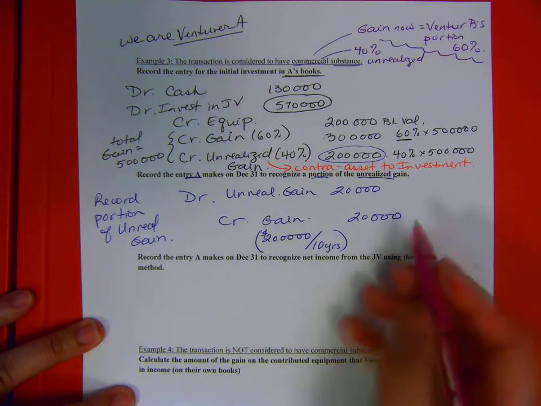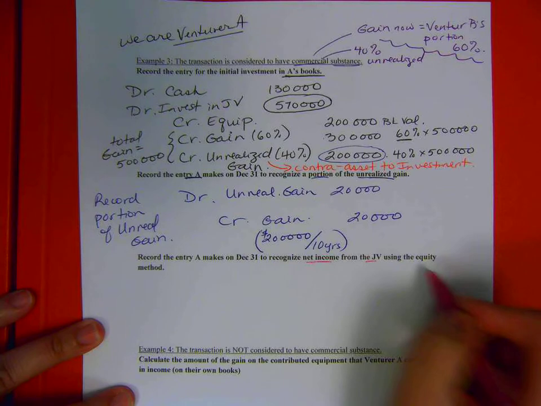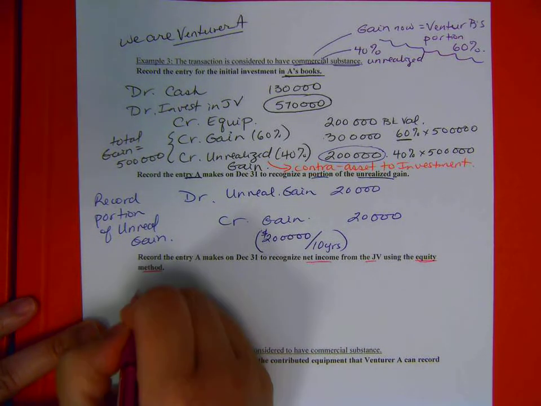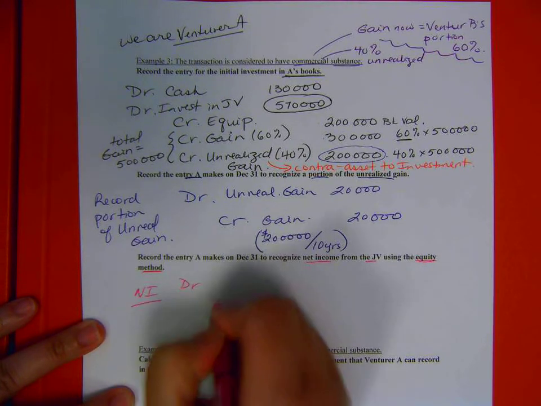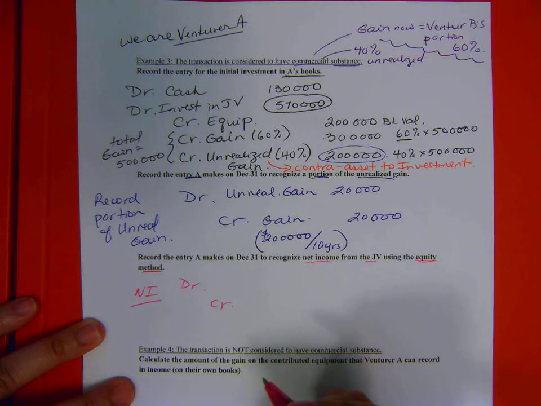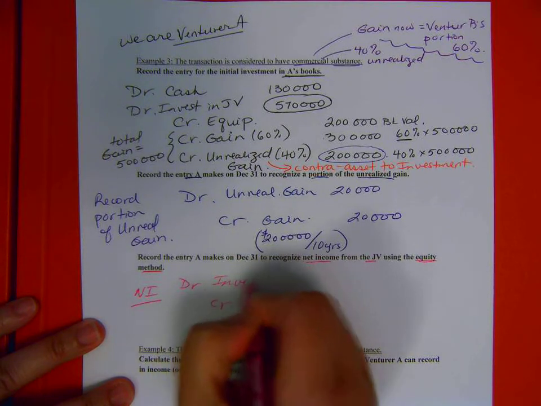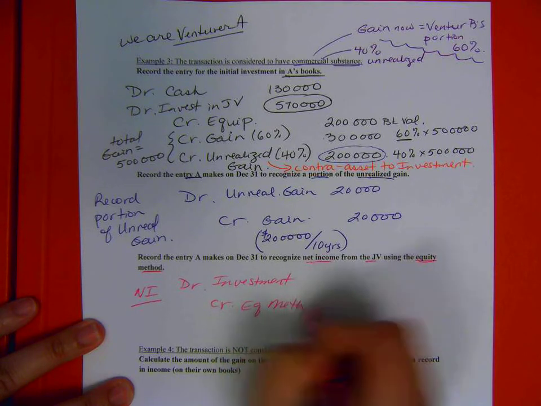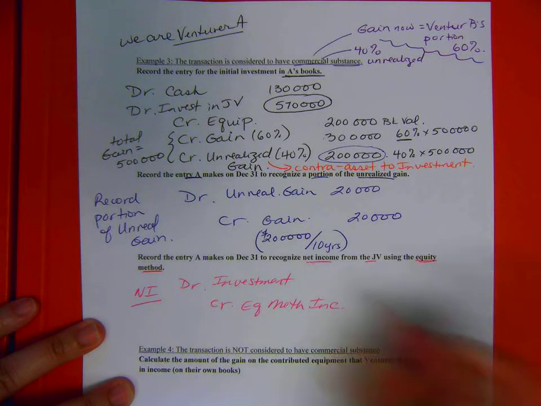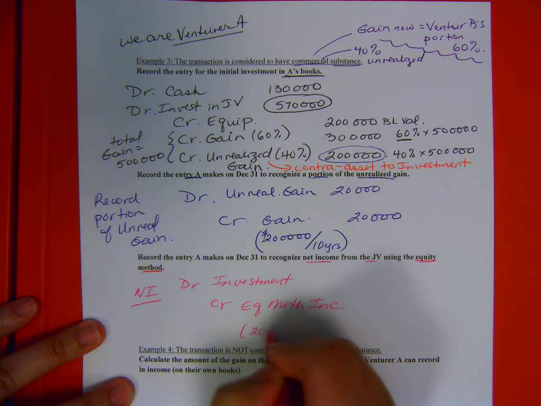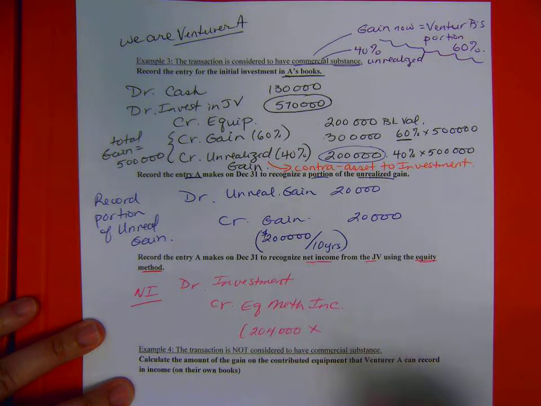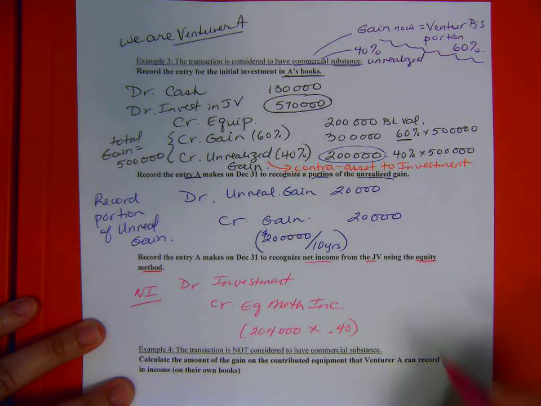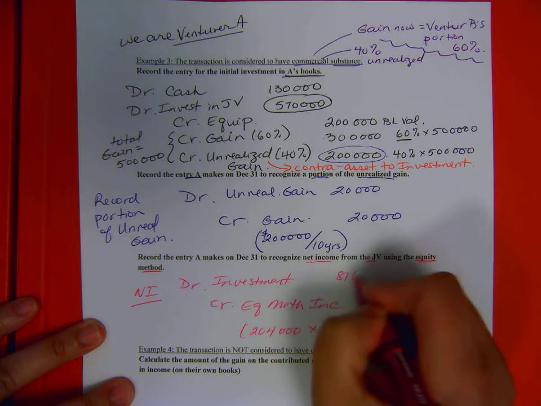Now, this is just plain old net income from the joint venture using the equity method. This you already know how to do. We're recording net income. So the two accounts are investment and credit, equity method. And it's 204,000 times the percent the venture owns, which is 40%. So that's 81,600.